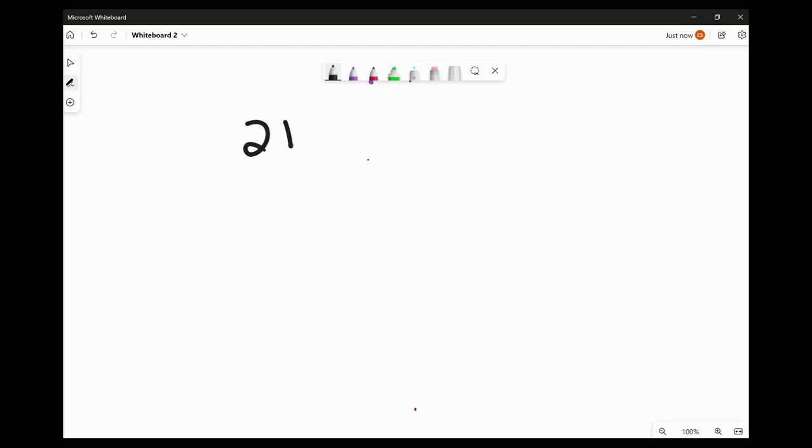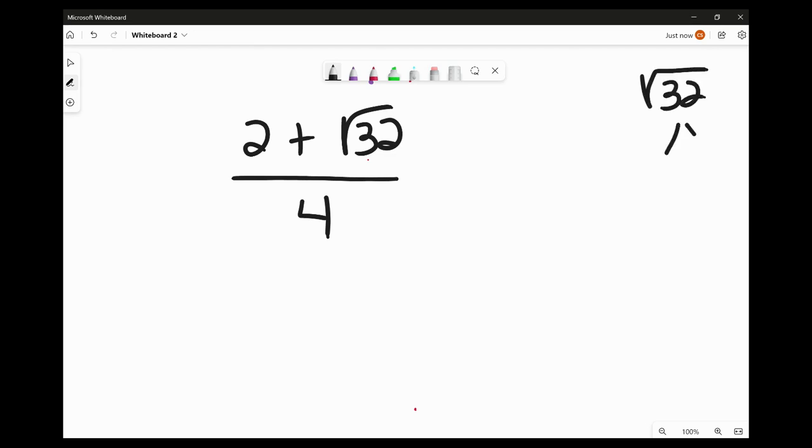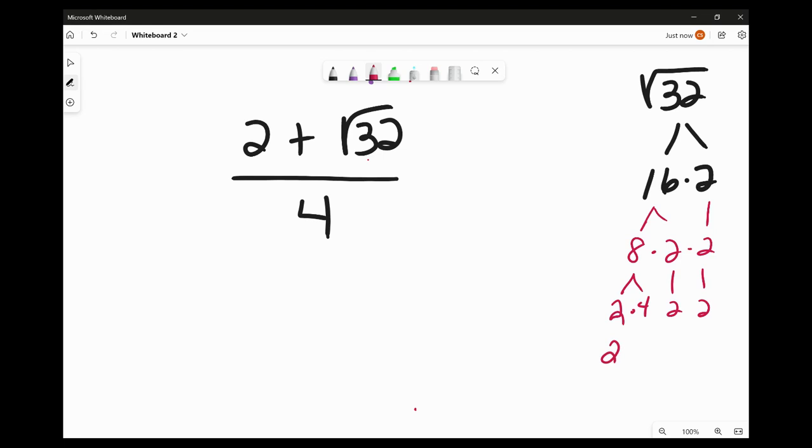We have 2 plus the square root of 32 all over 4. So our first step is to take care of the square root of 32. And I know that breaks down into 16 times 2. Now, because I know 16 is a perfect square, I could automatically take the square root of 16, which is 4, and take that to the outside. Or I can continue to break it down to 8 times 2, bring down that 2, and then break the 8 down into 2 times 4, and bring down the 2s, and then 2 times 2 times 2 times 2 times 2.